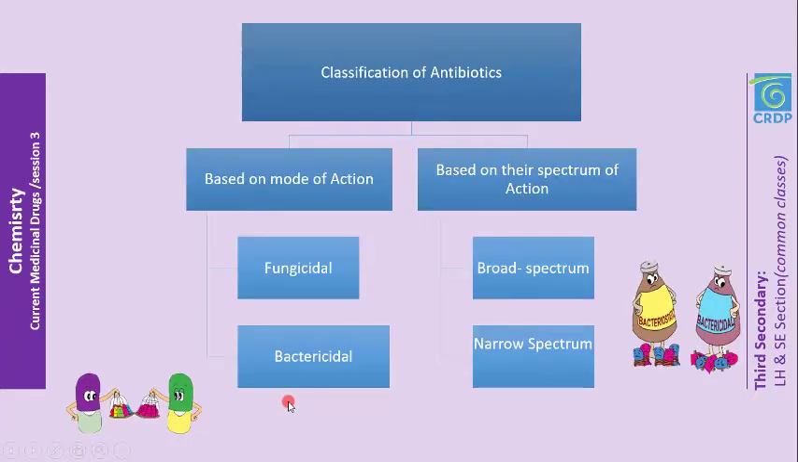So if we want to make a brief summary about the classification of antibiotics, we can say that they're classified according to their mode of action and their spectrum of action. Based on their mode of action, they're either fungicidal or bactericidal, whereas if we classify them according to their spectrum of action, they're either broad spectrum or narrow spectrum.